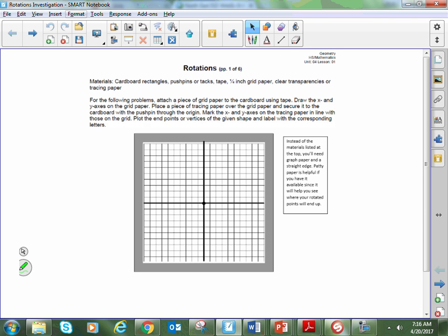Now, the instructions that you were given say to use a whole bunch of stuff, push pins and whatnot, but really as long as you have a straight edge and maybe some patty paper, then you really should be in pretty good shape. So this first page isn't something that we're actually going to do anything with.